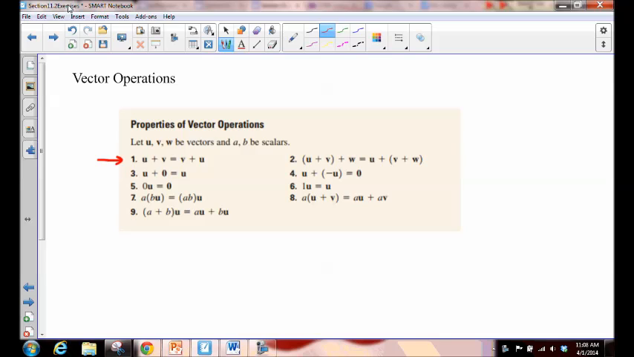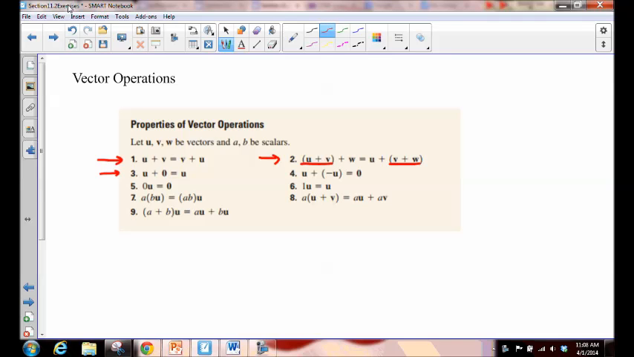addition is commutative. Property number 2 shows us that we can group vectors differently when we add them together. We can add these first and then add them to W, or we could add these first and then add them to U. And this tells us that vector addition is also associative.